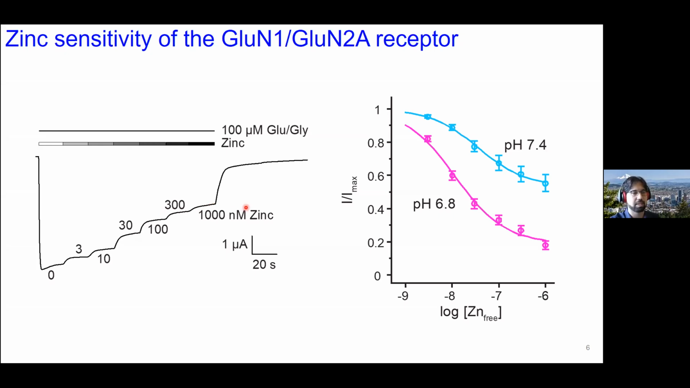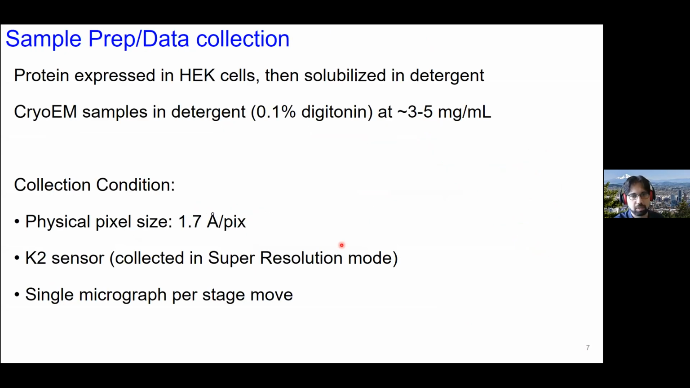And there are 2 really interesting things about this inhibition. First, the extent of inhibition is not complete. So even at saturating zinc concentration, you still end up with a significant amount of residual current. And the second interesting thing is that this residual current is a very strong function of pH. So at high pH values, the residual current is pretty large, so the extent of zinc inhibition is pretty small. And at lower pH values, the residual current is pretty small, so the extent of zinc inhibition is fairly large. And we were trying to understand how this happens at a molecular level.